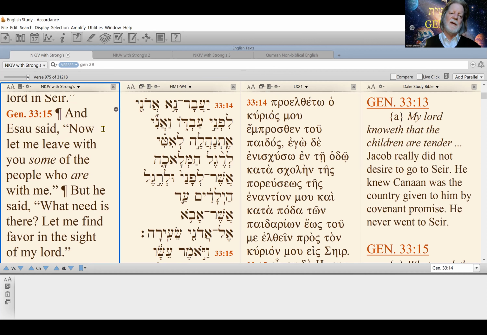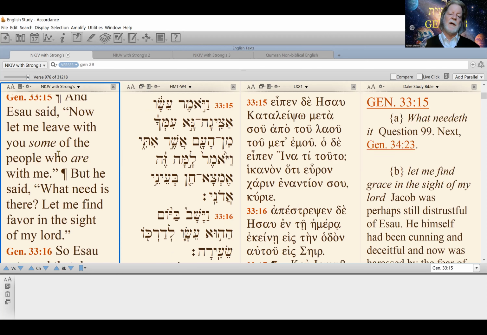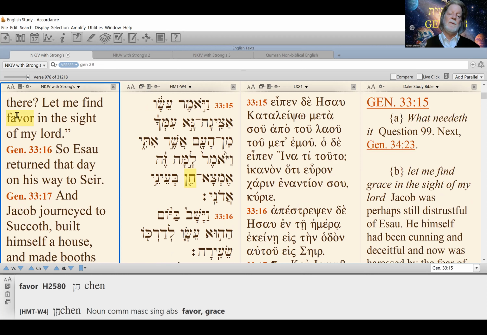So verse 15. And Esau said, "Now let me leave with you some of the people who are with me, some of the 400." But Yaakov said, "What need is there? Let me find favor in the sight of my Lord." So here again, he wants some chen. Don't leave your folks with me. This may be an indication that Esau doesn't trust that his little brother is going to want to come to Seir and be with him. And so he's going to send some of his own guys. He's going to leave some of his own guys with Yaakov's family. And they will be the truth tellers in this.